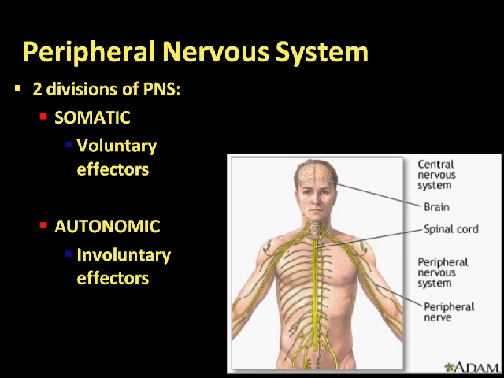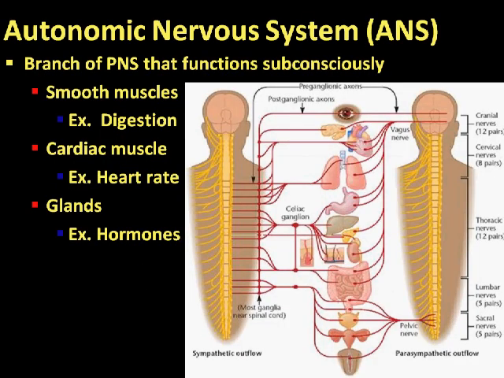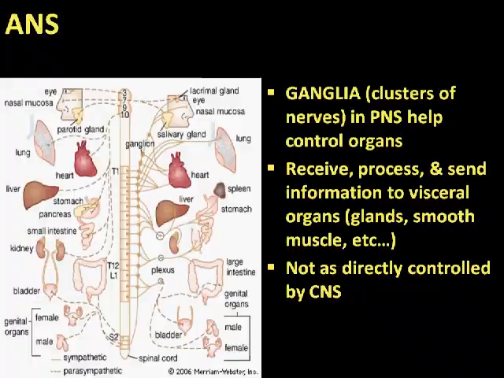So to break down the autonomic nervous system, and again this is happening automatically, subconsciously. Examples are digestion, your heart rate, and your hormones. Those are ways you can apply this to your body. Some things we've already talked about. Some things we will talk about in a little more detail later this year when we talk about hormones, how these work. So basically there are these clusters of nerves called ganglia, and we'll see this in the spinal cord too, in the peripheral nervous system that help control the organs.